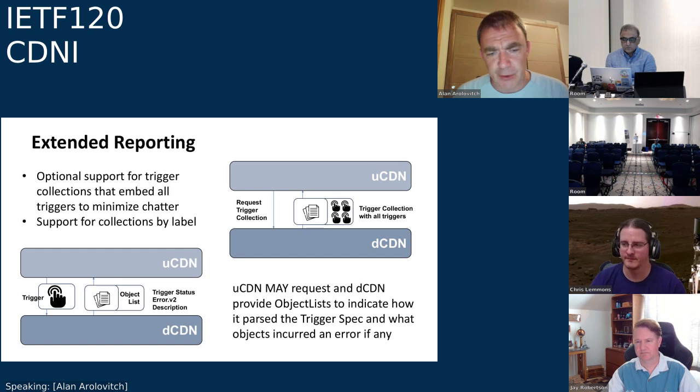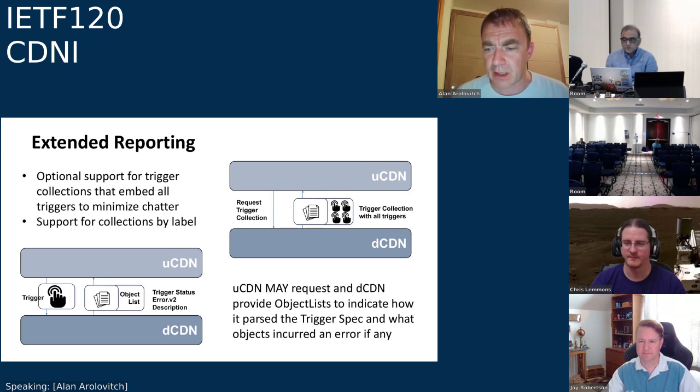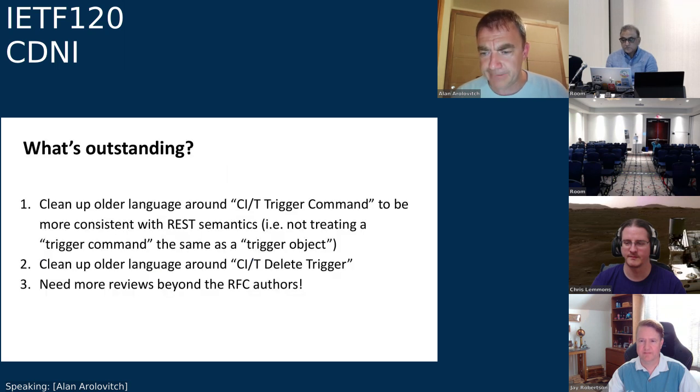And also optionally, we can request trigger statuses and ask for object lists to be embedded in there. Both of them are subject to FCI capability. So if the DCDN supports this extended capability, then the two parties can enjoy the efficient messaging exchange here. Again, both subject to FCI. That's what I have. So back to you, Jay.